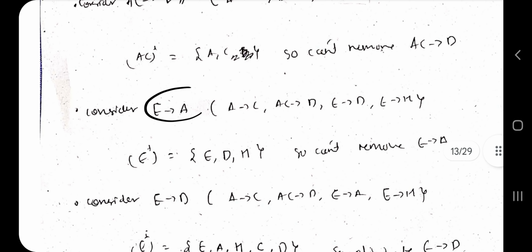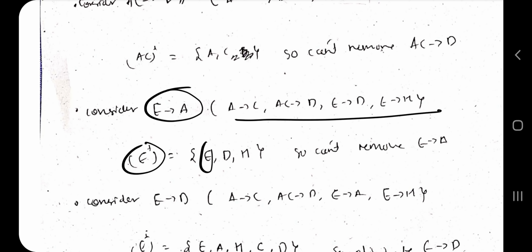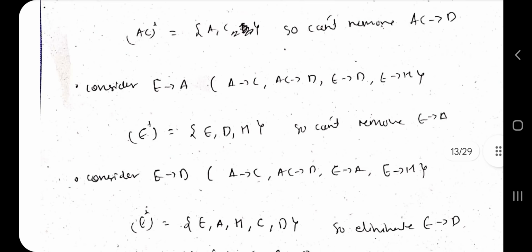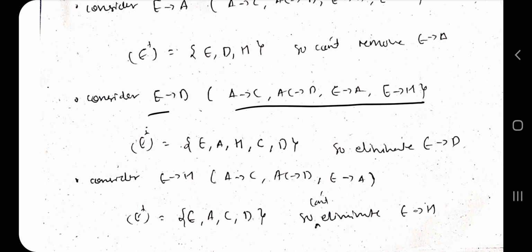Similarly, in the second one, E goes to A, we write the rest of the things, and we write the closure of E. Closure of E is E itself. From here I am getting E goes to D, so I include D here. E goes to H, so I include H here. Did I get A? No, so I can't remove E goes to A. E goes to D, the same things: E itself, then from here I get E goes to A, E goes to H.